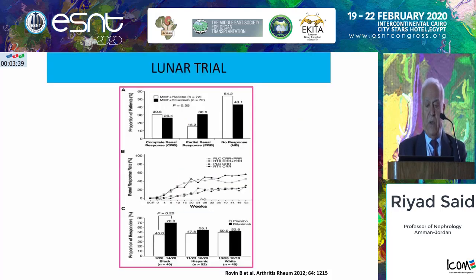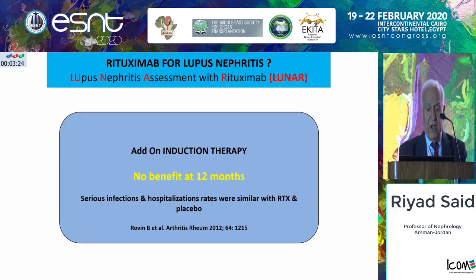Look at the top, there is no difference in complete remission, partial remission, and no response. Only in a subsector of the group, the Hispanic and the Black American, was there a better advantage of rituximab. So the conclusion of this, in lupus patients, is that there is no benefit of rituximab at 12 months.